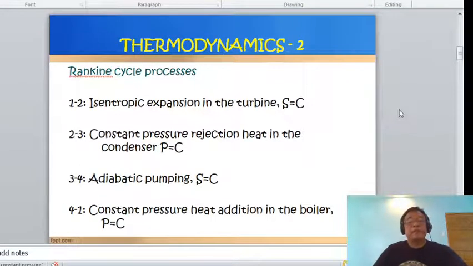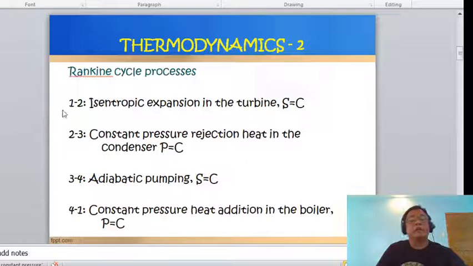So the processes now, class, of the Rankine cycle are like this. So 1 to 2 is isentropic expansion in the turbine. So that's why S here is equal to constant. So 2 to 3, constant pressure rejection of heat in the condenser.